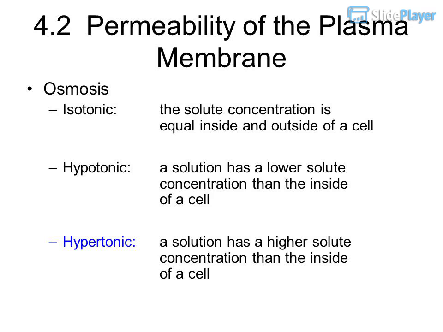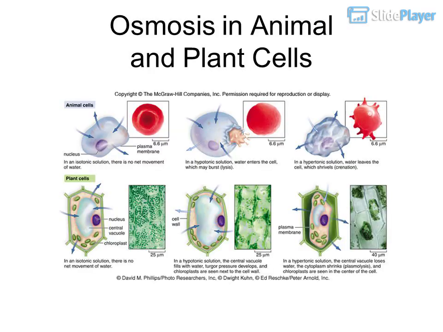Osmosis. Isotonic, the solute concentration is equal inside and outside of a cell. Hypotonic, a solution has a lower solute concentration than the inside of a cell. Hypertonic, a solution has a higher solute concentration than the inside of a cell. Osmosis in animal and plant cells.